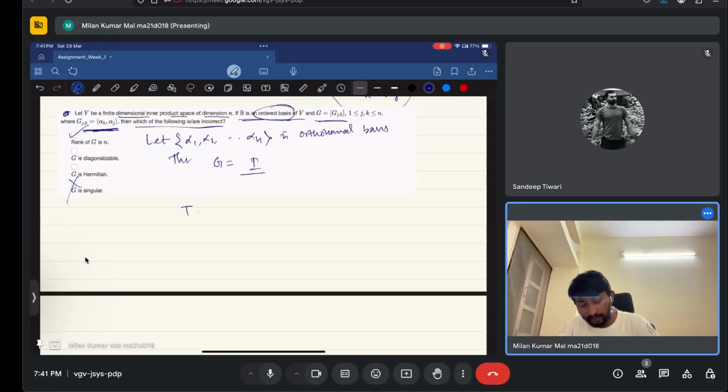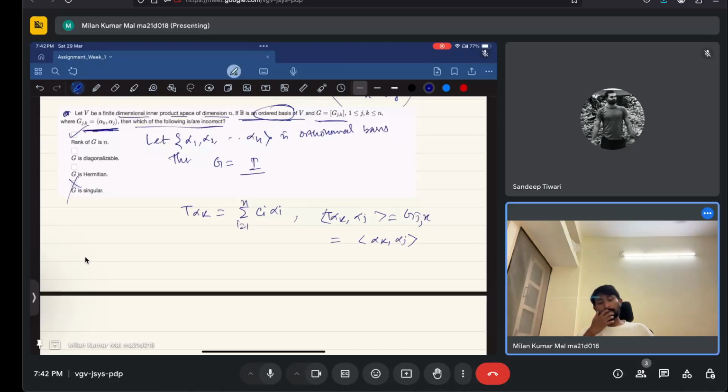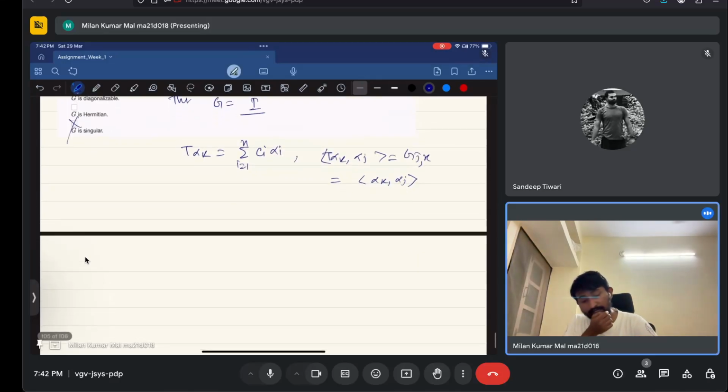Let T of alpha k be the summation of c_i alpha_i, i equals 1 to n. So the inner product of T of alpha k with alpha j will give the G_jk entry, right? And what is that? That equals, given, the inner product of alpha k and alpha j. This is true for every alpha j, for fixed k.